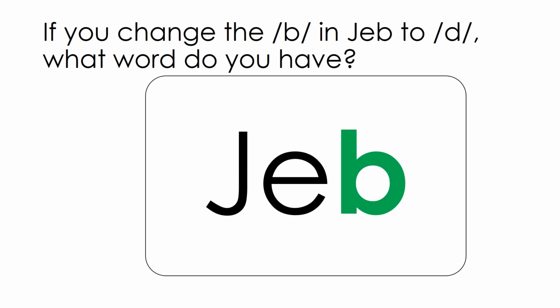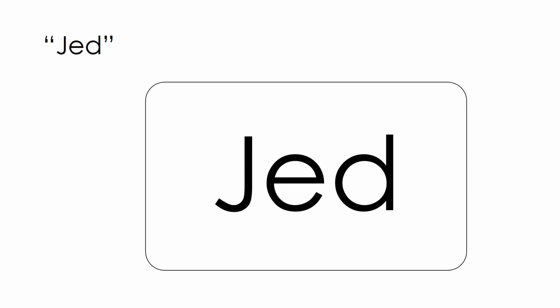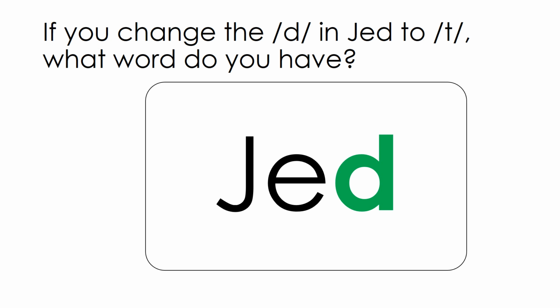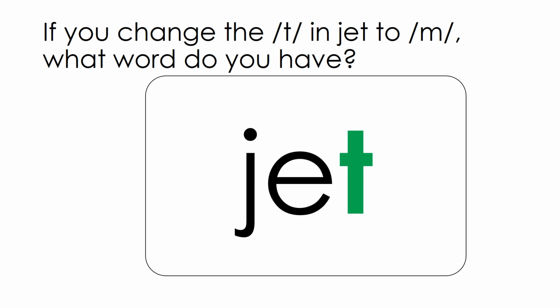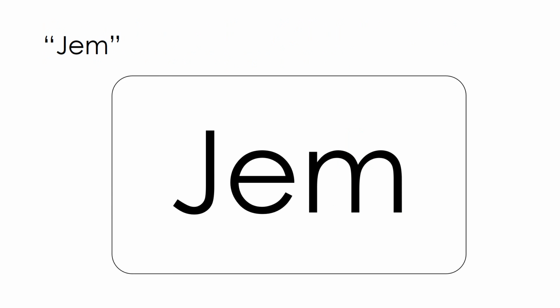If you change the B in Jeb to D, what word do you have? Jed. If you change the D in Jed to T, what word do you have? Jet. If you change the T in Jet to M, what word do you have? Gem.